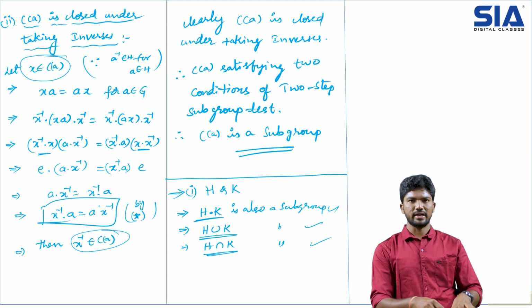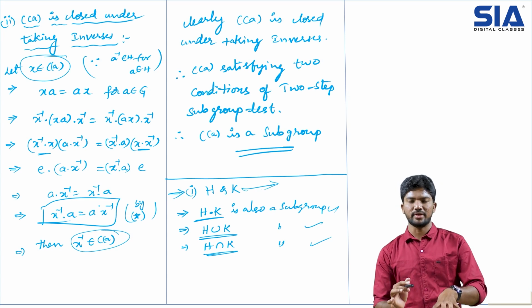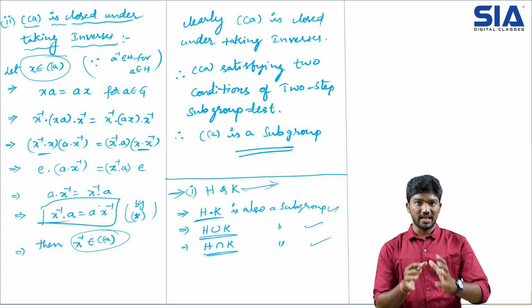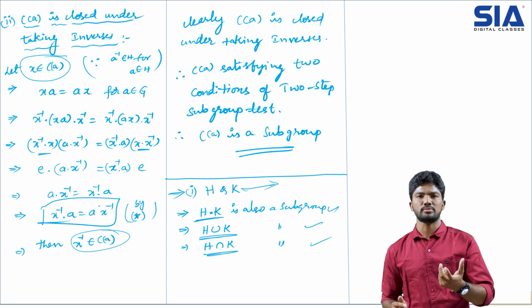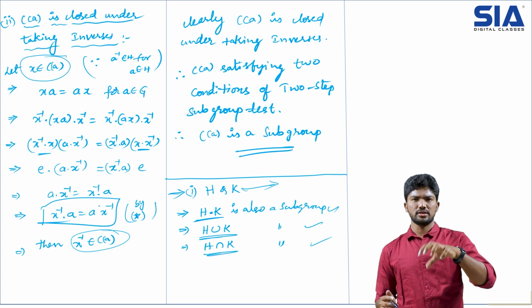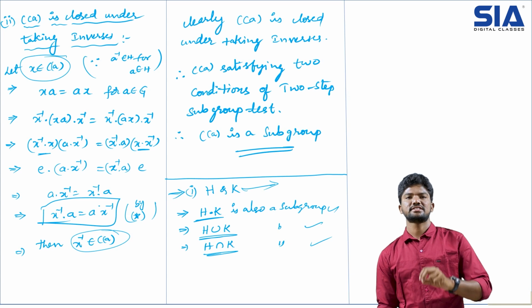Likewise, in this format, the first condition is that H and K are closed under the binary operation. The second condition is that H and K are closed under taking inverses. By using the one-step subgroup test or the two-step subgroup test, you can use any previously named theorem to prove capital H and K are subgroups.